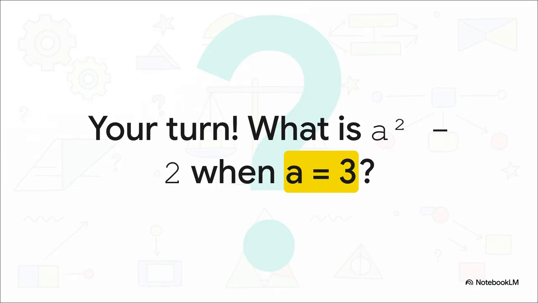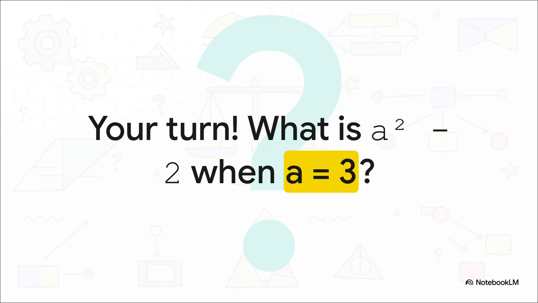All right, now it's your turn to try. What's the value of a squared minus 2 when a is equal to 3? Go ahead and pause here and give it a shot. Okay, you ready? Let's check it. That little 2 up top means squared, which just means you multiply the number by itself. So a squared is the same as a times a.